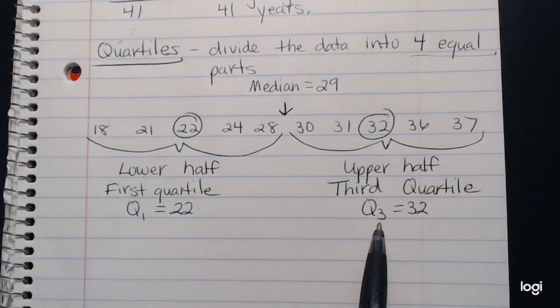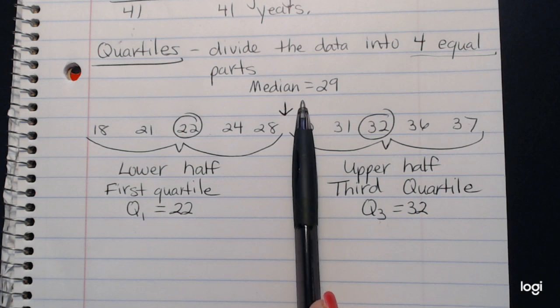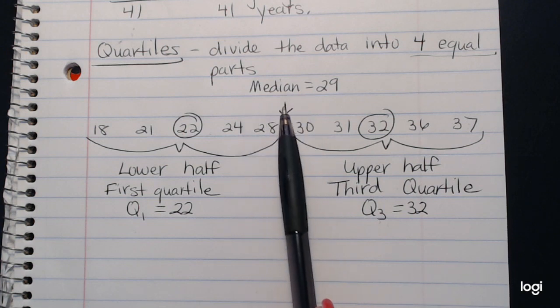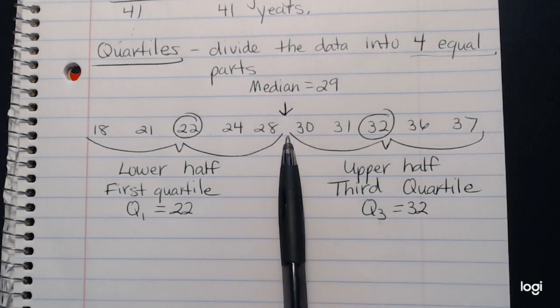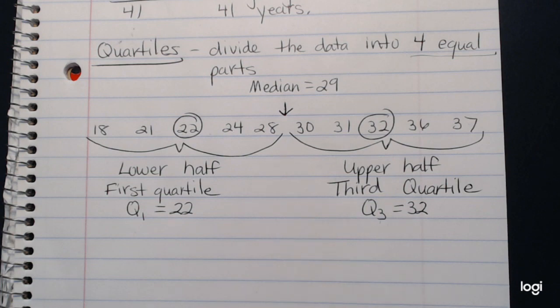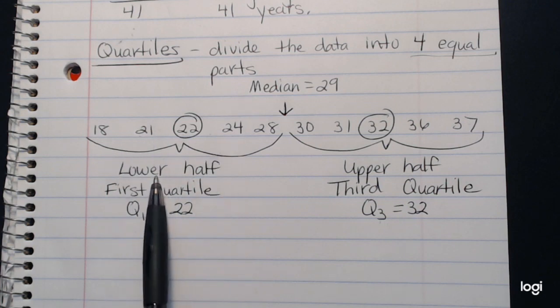Q1, Q3. I bet you can figure out which one's Q2. You're correct. The median is also considered our quartile 2, but we don't ever really use that terminology. We always just call it the median. So now we have taken our data and we have divided it into 4 equal parts. Our lower half is divided into 2, and our upper half is divided into 2.